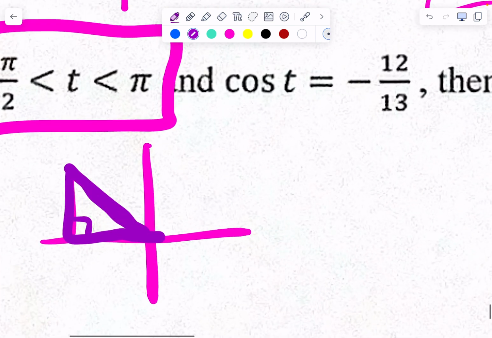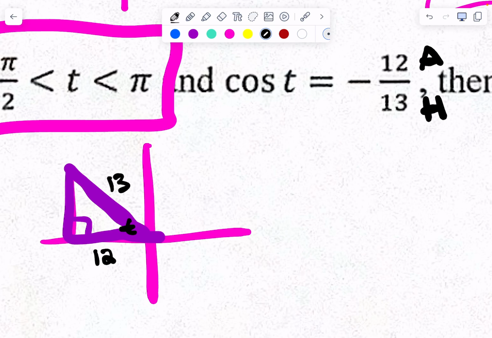Where does angle T live? In the origin, in the bottom corner. Cosine is negative 12 over 13. What does that help me do? Cosine is adjacent over hypotenuse. So the adjacent side is 12, that's the bottom side, and the hypotenuse is 13. Which of those is negative? 12. Something, 12, 13. What's the third side? 5, right? You could do the Pythagorean theorem if you wanted to. Is the 5 going to be a positive 5 or a negative 5? Positive, because it's going up.